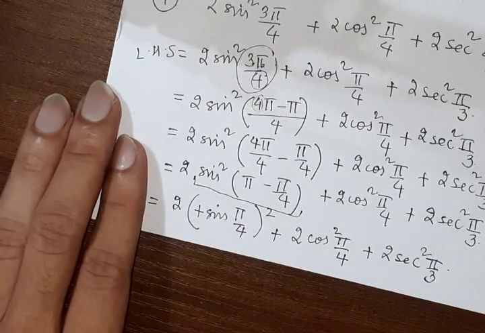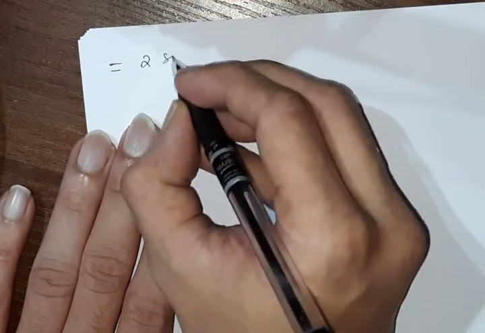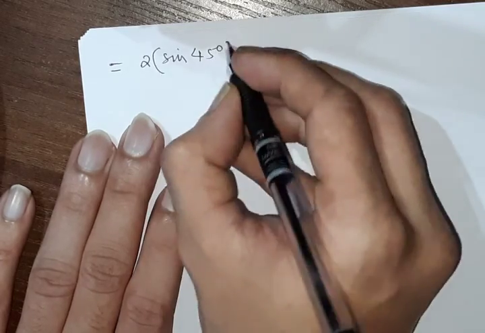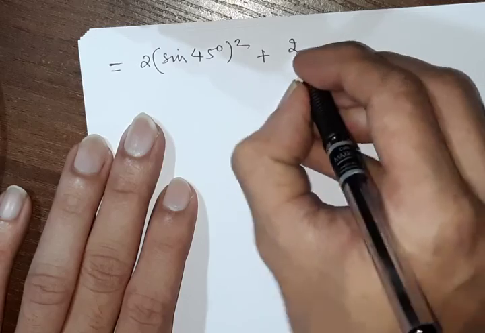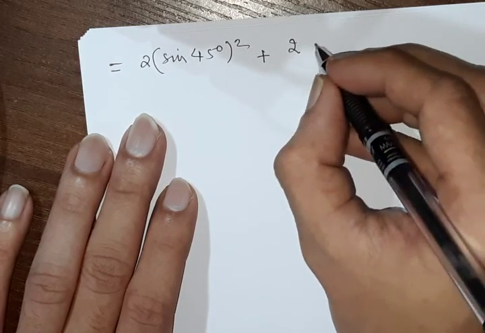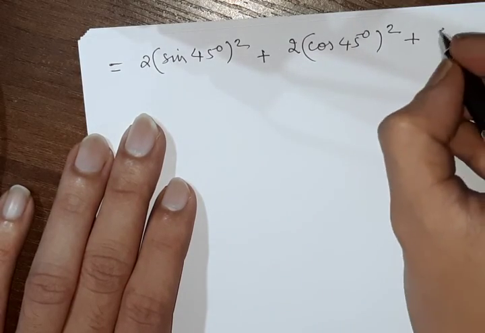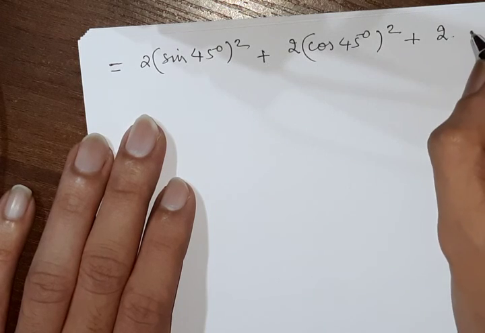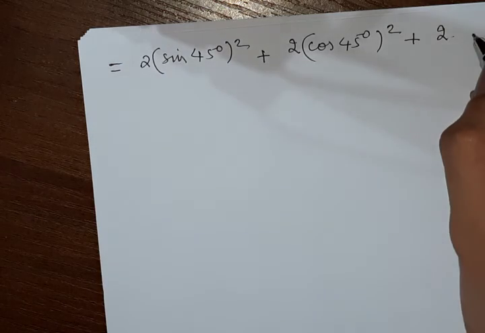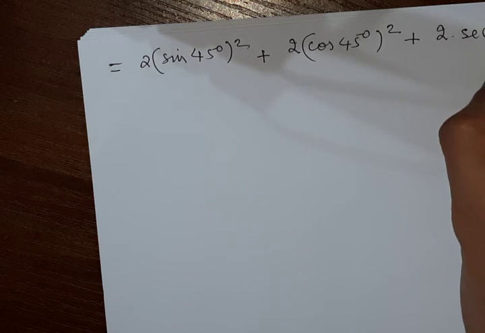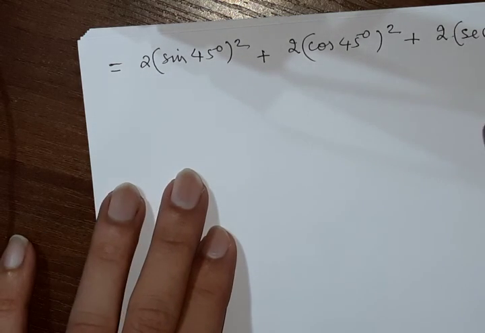Now let us write these radians in terms of degrees, okay. So we had 2 times sine pi by 4 the whole square, so 2 times sine 45, right, the whole square, then plus 2 times cos pi by 4 the whole square, so cos 45 degrees the whole square, plus 2 times sec pi by 3 the whole square, so sec pi by 3 is nothing but 60 degrees. Okay, the whole square.